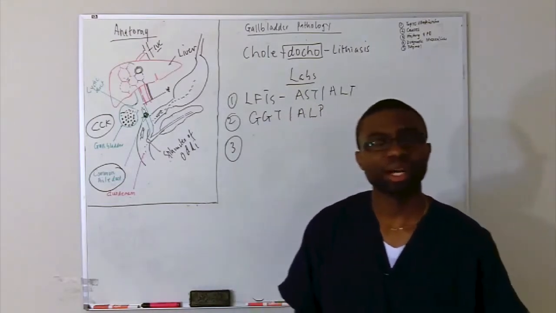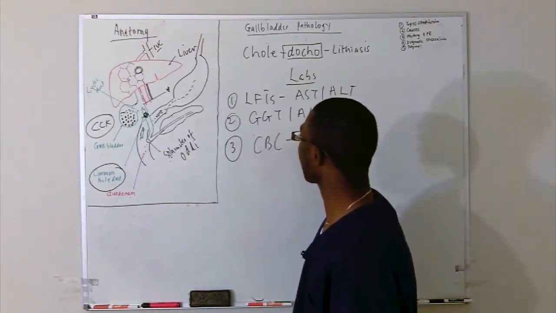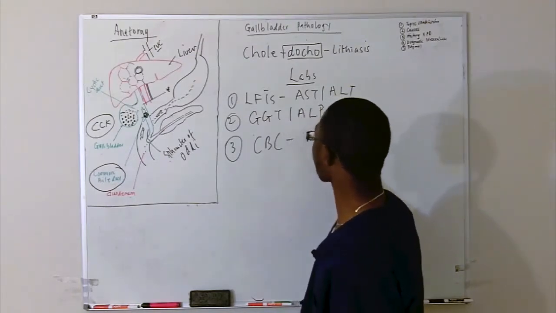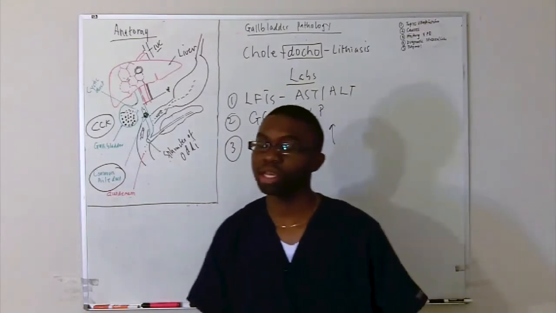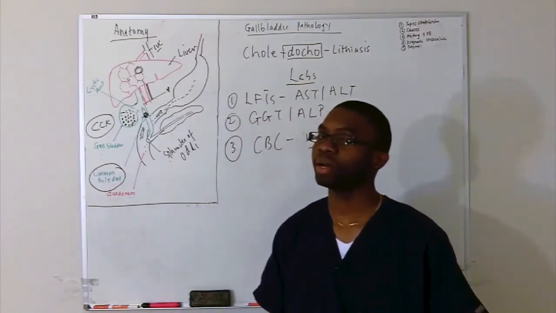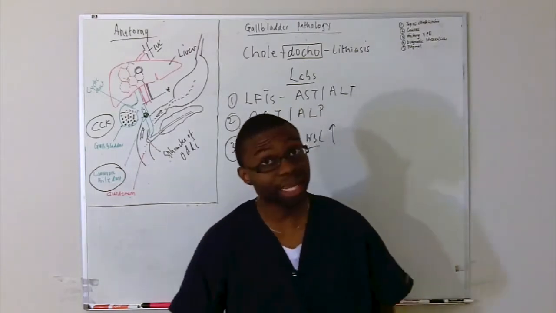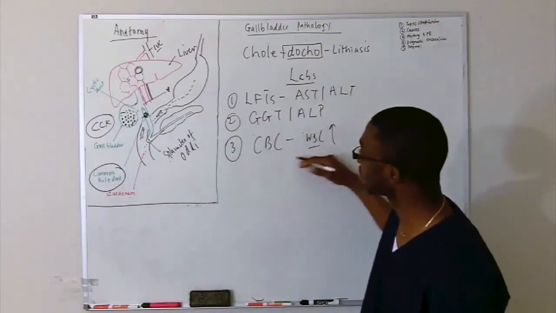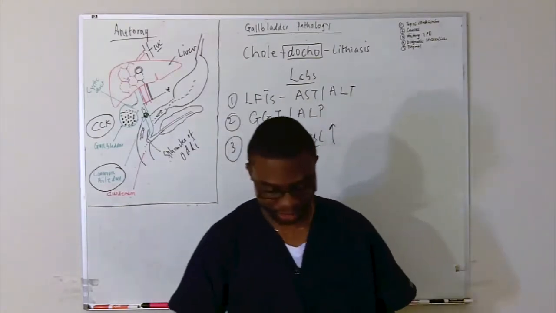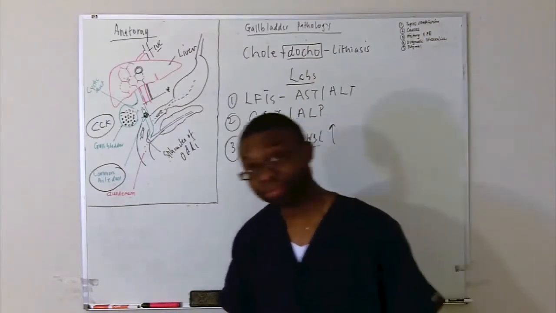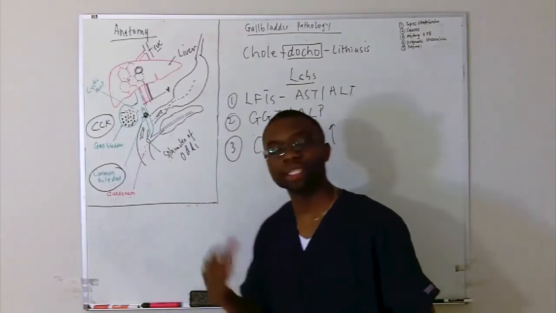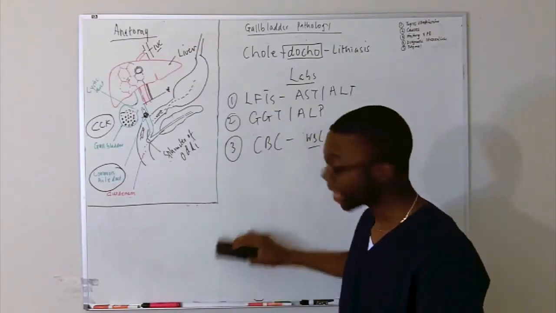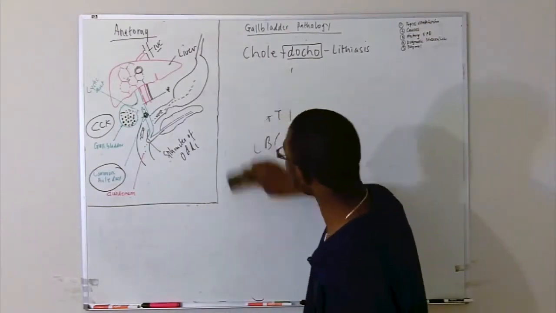You can order a CBC to check their white count, right? To see what their white count is. If it's high, it's telling us something is wrong. If they have a fever, it's taking us down a different pathway, which we're going to talk about in the next lecture. But let's focus on this. Because one of the complications might lead us to something different from the CBC that we don't really expect. Now, after we order that, and we know definitely this is a gallbladder pathology, how do we make the diagnosis? The diagnosis and the treatment are pretty much the same.